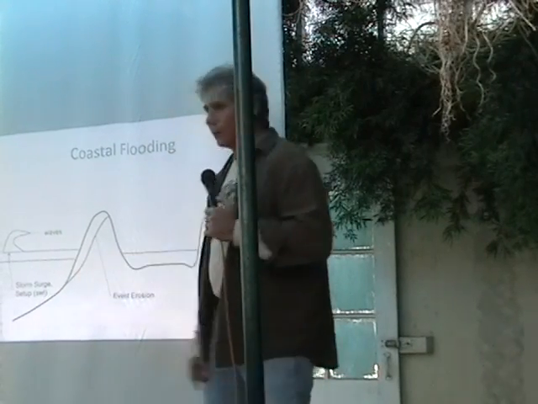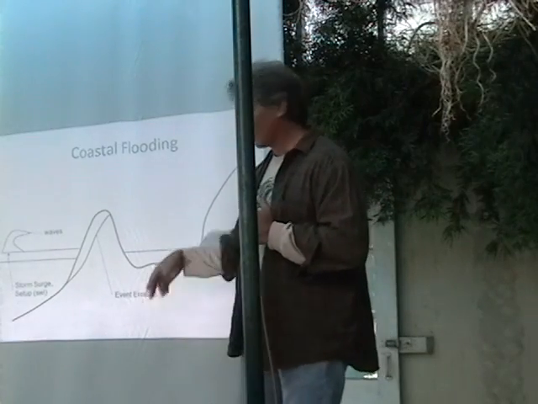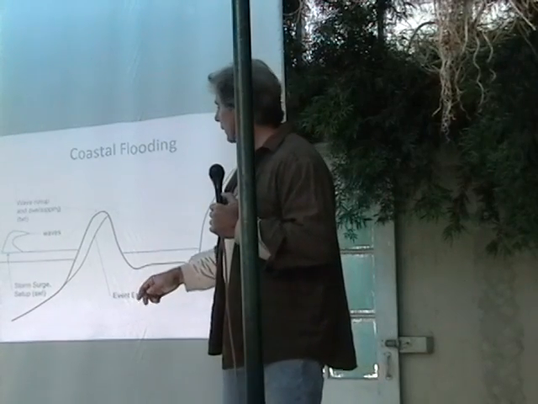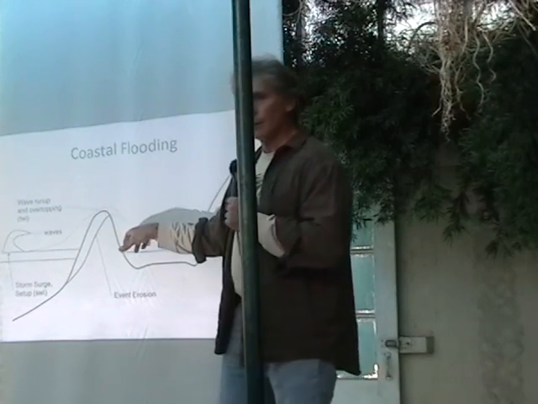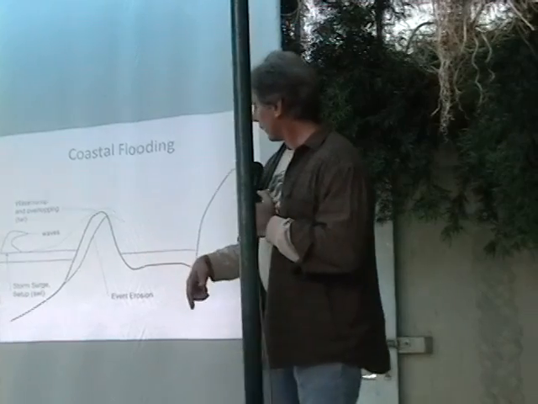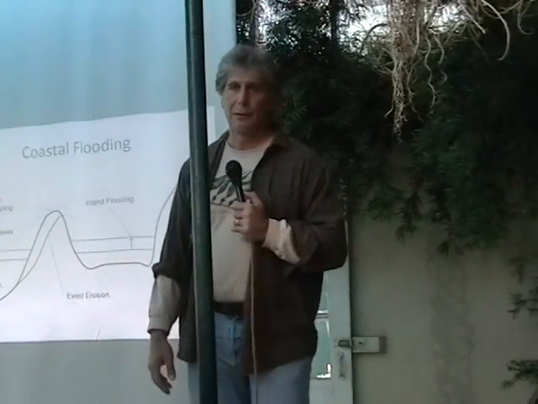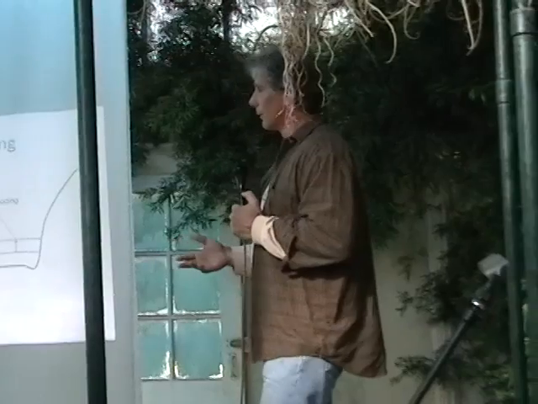And the waves erode the shore. So you get this, what we call event erosion. Next. And then you get waves coming up, the run up and the overtopping. Next slide. And then you get flooding on the inside. So that's kind of the vernacular.